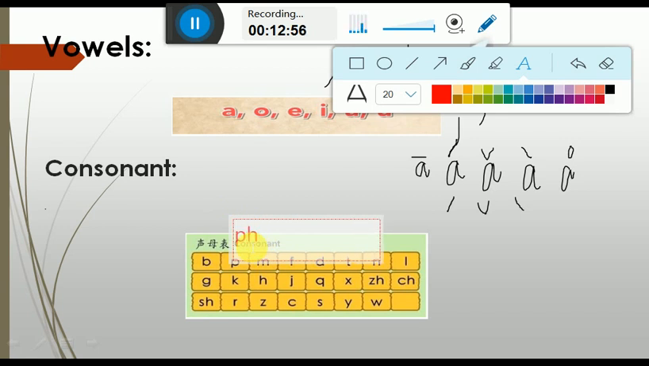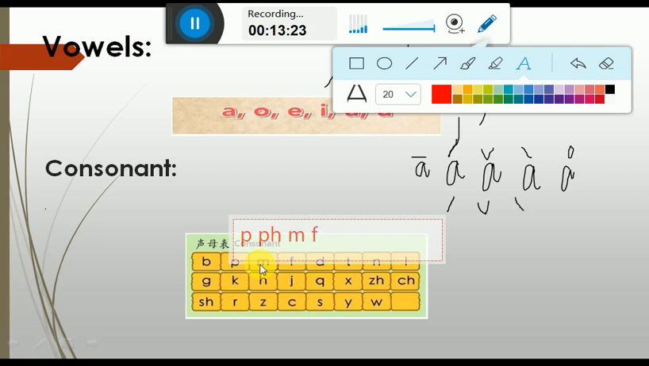Ho. The pronunciation of B is ho, same like P in English. Okay. The pronunciation of M is mo.